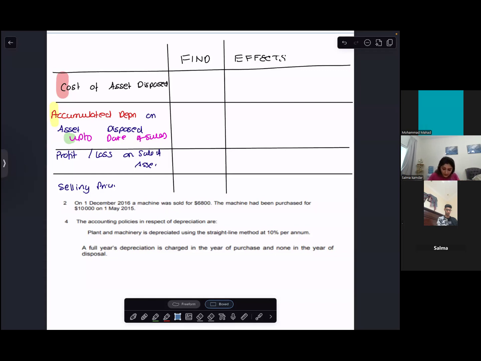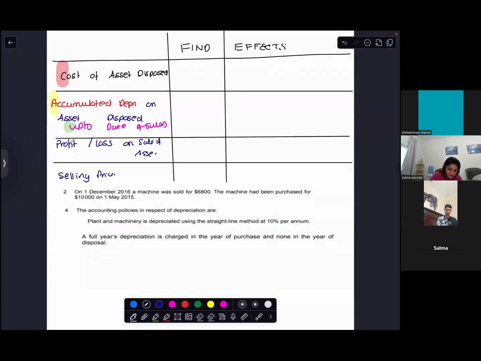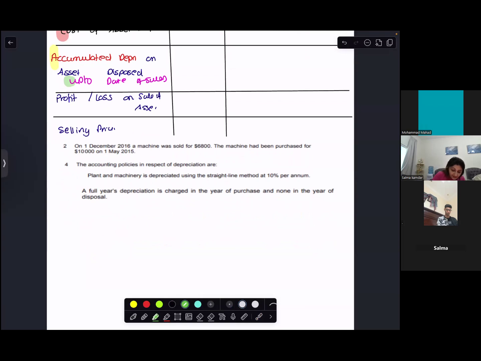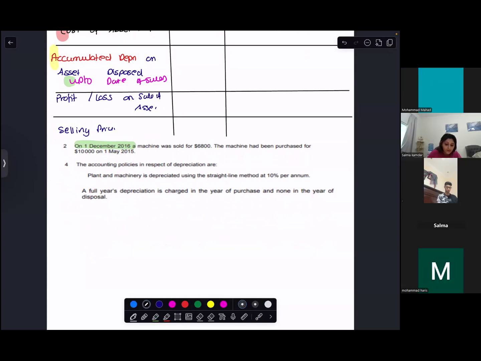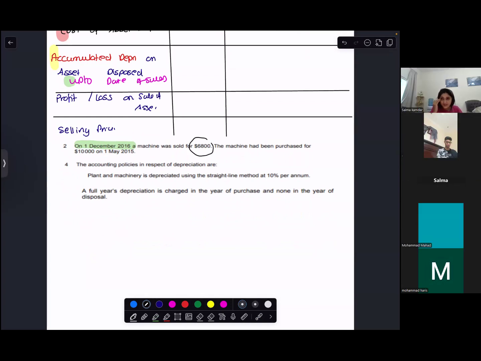So here we have adjustments that are related to the asset disposed. On 1st of December 2016, the asset was sold. In depreciation, your dates are always useful. Your asset was sold for 6,800. Can you tell me what this means?